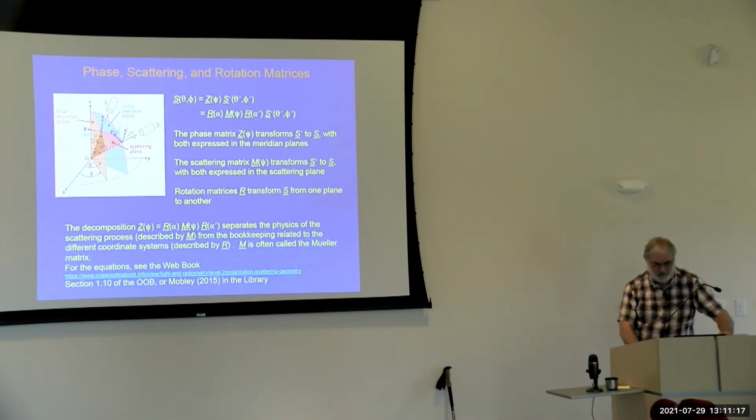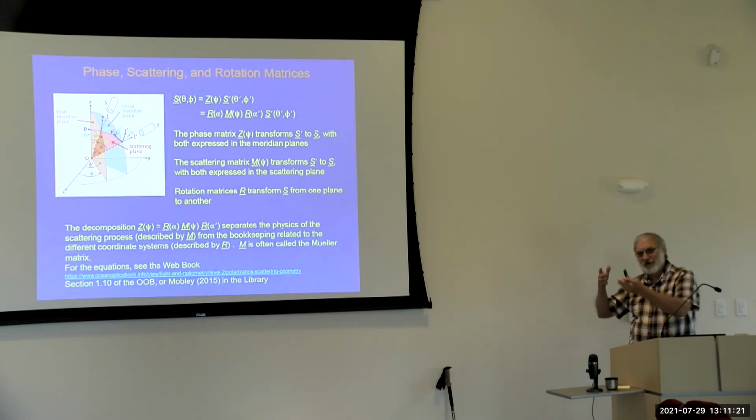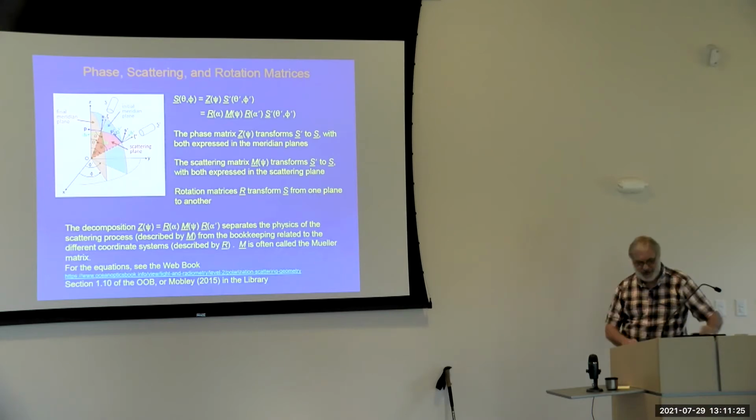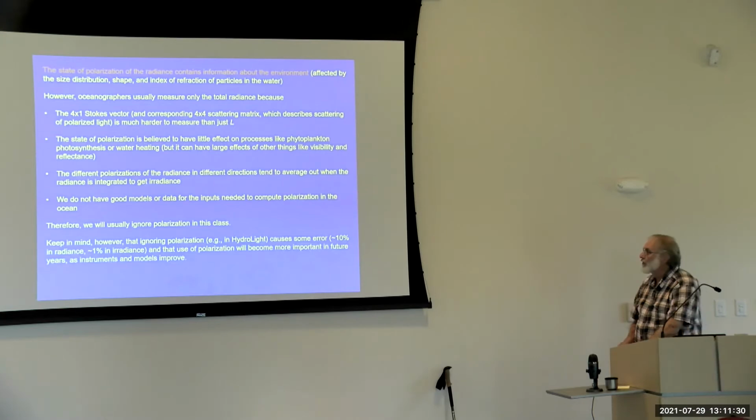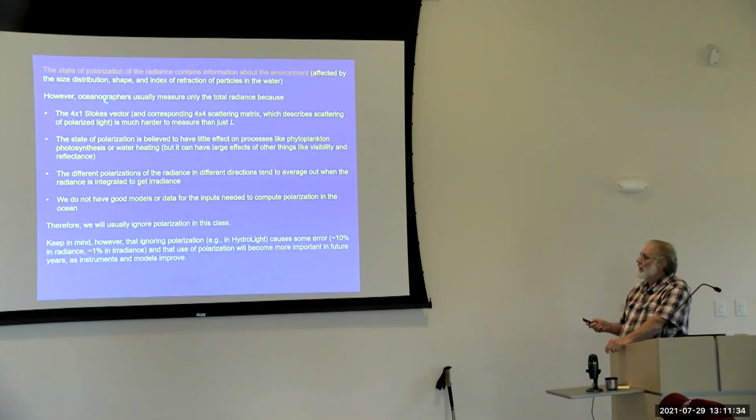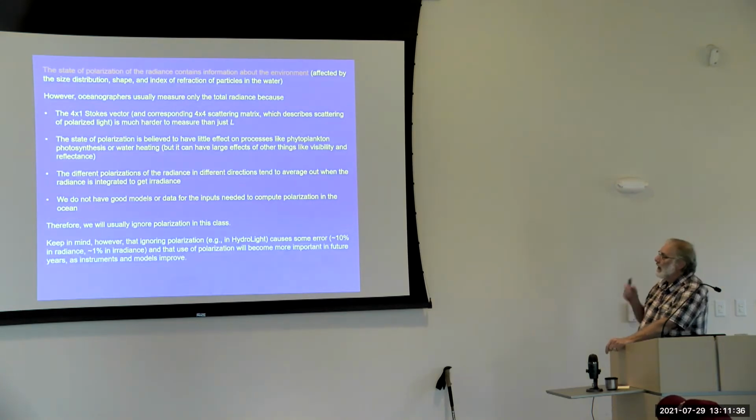But that's about all I want to say about polarization. And I'm only saying that because we're going to end up with a radiative transfer equation that works for polarization. So you kind of need to see where it comes from. So anyway, in our world, most of the time, we only care about the total radiance, which is the first element of the Stokes vector.